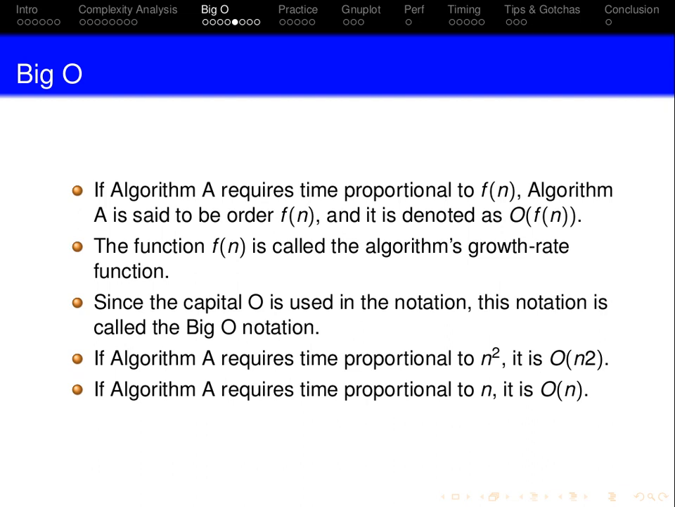So now we're going to talk about big O. Beforehand, I've just been talking about the dominating terms. Big O is basically saying we really only care about the dominating term anyway, so just ignore the rest of it.